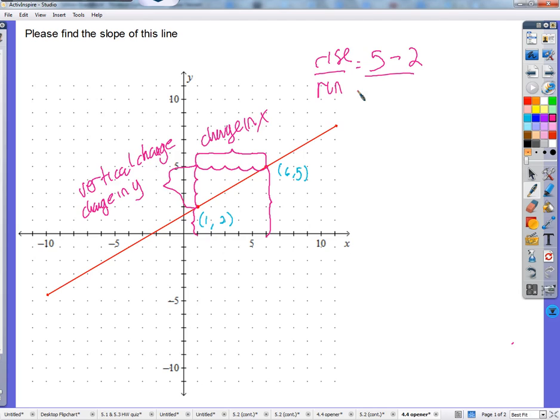What's that? We do 6 minus 1. Okay, why would we do 6 minus 1? We need to find the horizontal. We've got this horizontal distance here, all the way from the y-axis to this point. And we've got this horizontal distance here. That's 1, that's 6. If we take this 1 away from 6, we'll have the change in x, which is 5. So we do 6 minus 1. So there we get our 3 over 5.